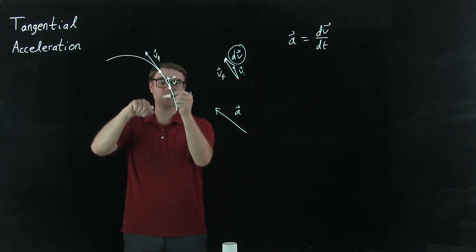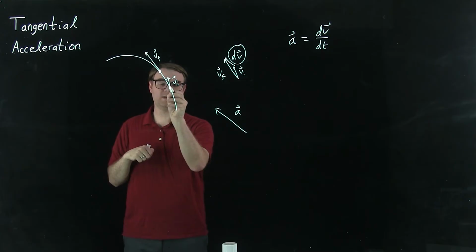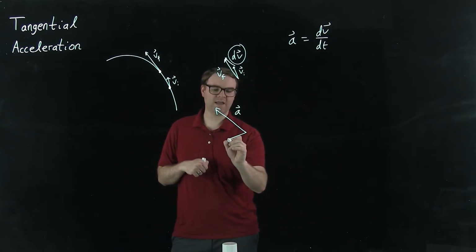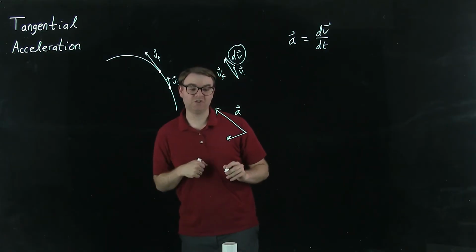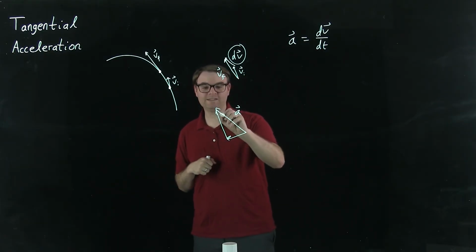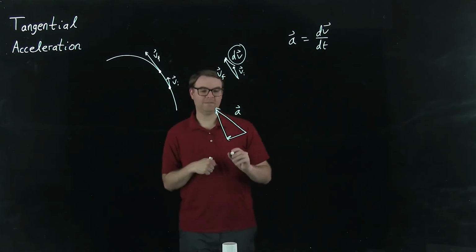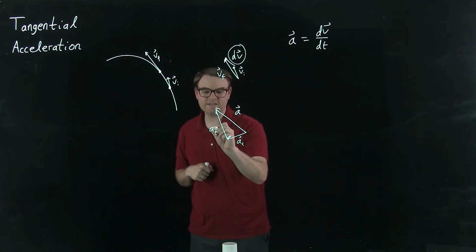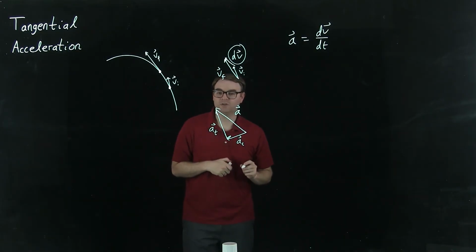A centripetal component that would point perpendicular to the path, which here would be something like this, and a tangential component which points tangent to the curve. And I'll label these AC for centripetal and AT for tangential.